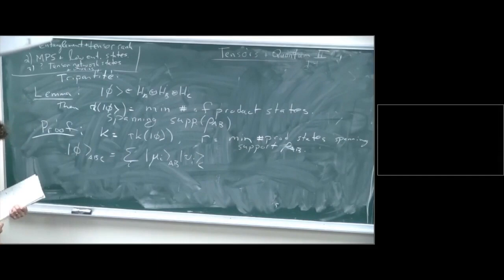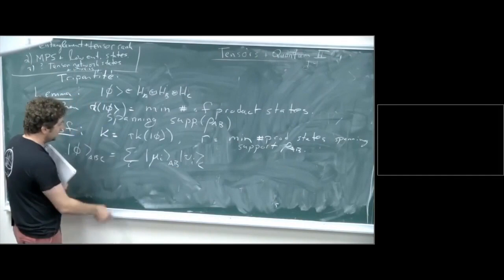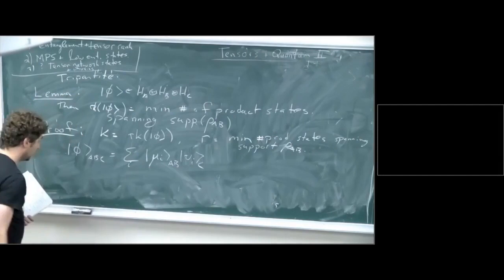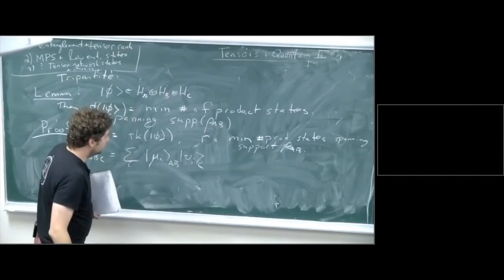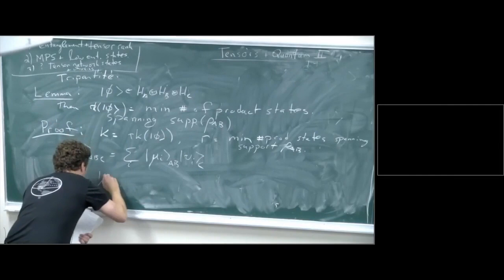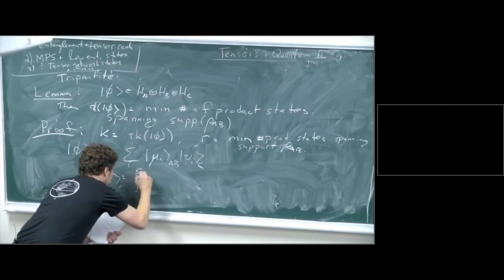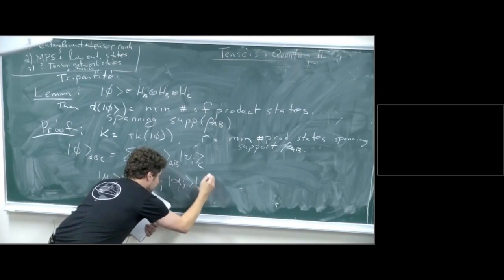Okay, the good news is that if I trace out C, I get rho AB, and it's a convex combination of these mu's. And each of these mu's, therefore, lives in the space supporting rho AB, and therefore I can decompose it into a sum or a superposition of just R terms. Okay, so I can write mu_i equals sum over j from 1 to R, some lambda_ij alpha_j beta_j on AB.